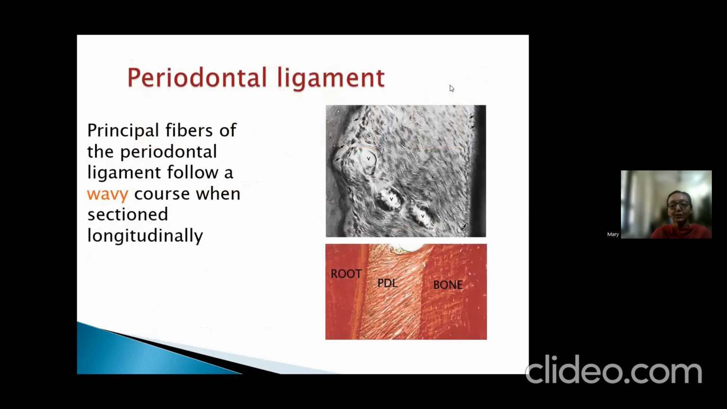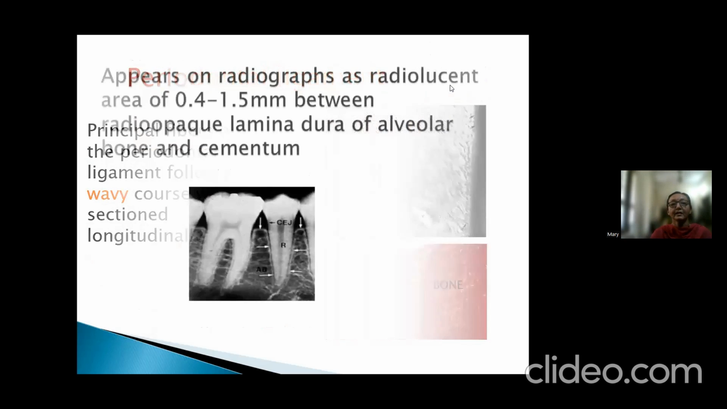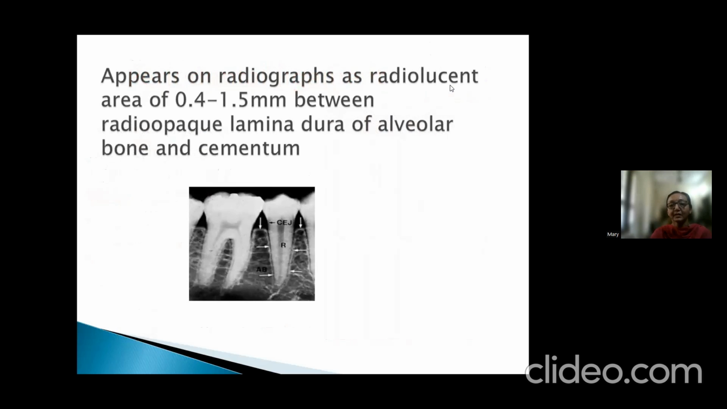When you section the tooth longitudinally, we find that the periodontal ligament has a wavy course. This is the microscopic picture of how the periodontal ligament appears when viewed with the microscope. Radiographically, we find that the periodontal ligament appears as a radiolucent area which ranges between 0.4 to 1.5 millimeter, and this is found between the radiopaque lamina dura of the alveolar bone and the cementum.